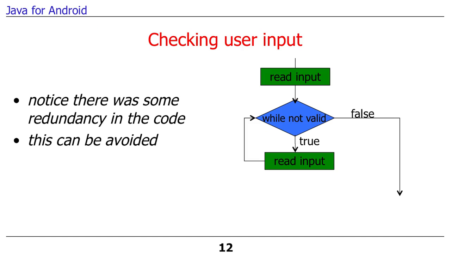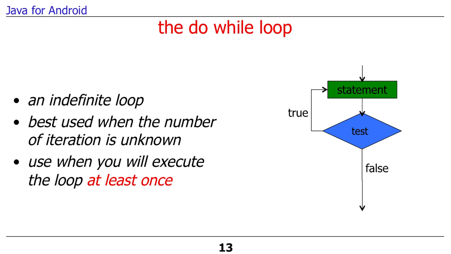You may have noticed in that last example that there was some redundant code. We had to write the nextInt code twice. In many cases, this can be avoided by using another indefinite loop, the do while loop. The do while loop is also considered an indefinite loop and is best used when the number of iterations is unknown, but we expect to run the protected code at least once.